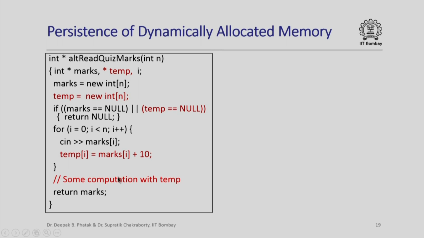So here is a modified version of our read quiz marks function, which I am calling alternate read quiz marks. The only difference with respect to the previous function is highlighted in brown over here. I have a new integer pointer variable called temp, which I am using to store the address of a new dynamically allocated integer array of the same size as n. Here is the sanity check to check if the new function actually succeeded, and in this loop in which I read in the marks, I am also adding 10 to each marks and storing it in this array temp, which is a dynamically allocated array, and then I am going to do some computation with temp and finally return marks.